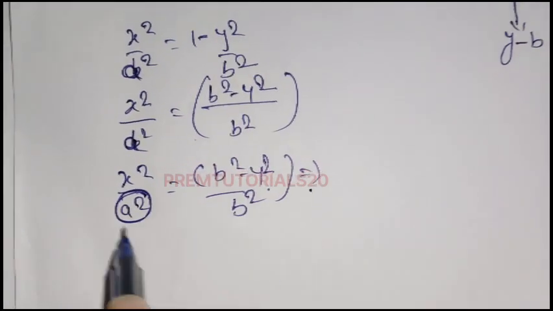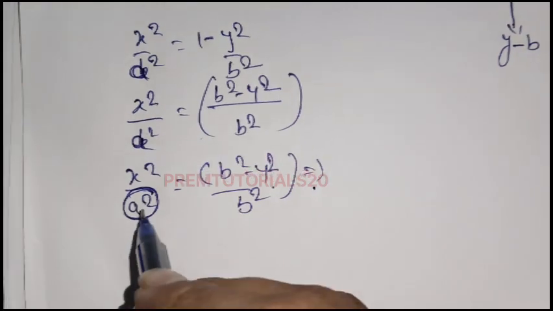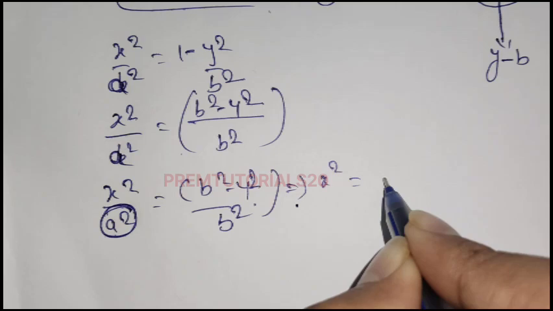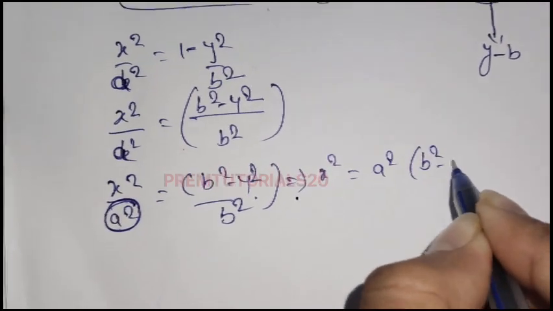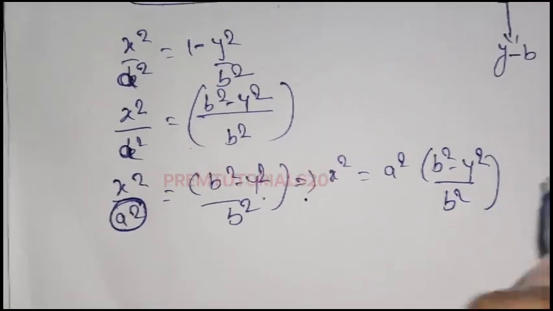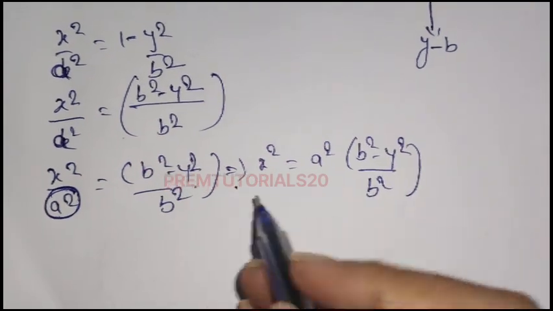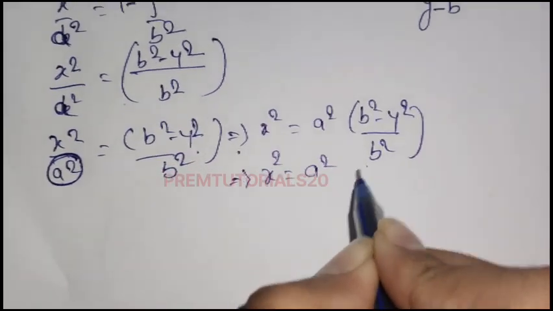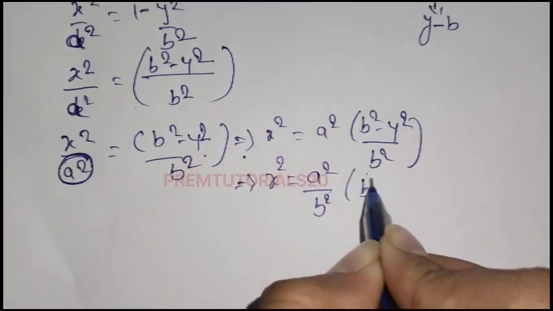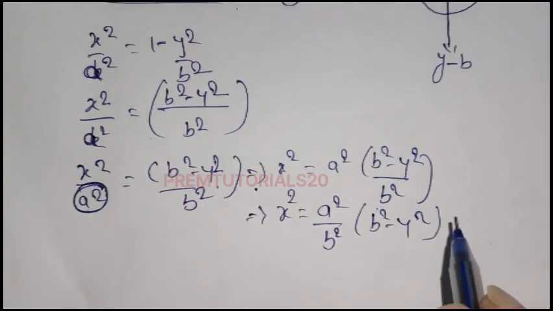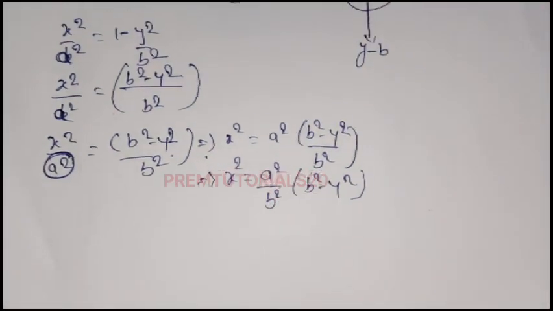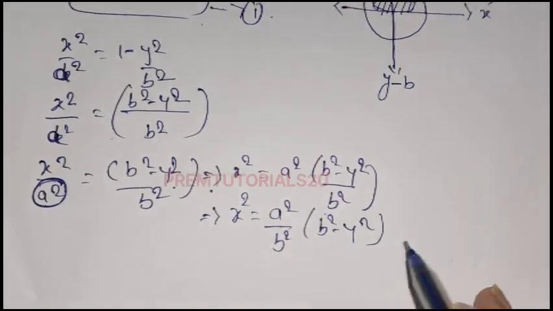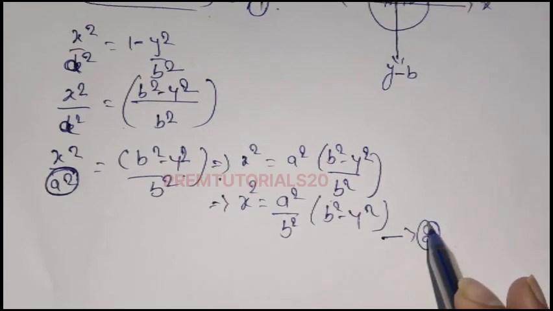Here on the left side we have x square by a square. The a square is in the denominator, and it comes to the right side of the equation as multiplication. That means x square equal to a square into b square minus y square by b square. So this is the required equation we get. That means x square equal to a square by b square into b square minus y square. So this is said to be equation number 2.